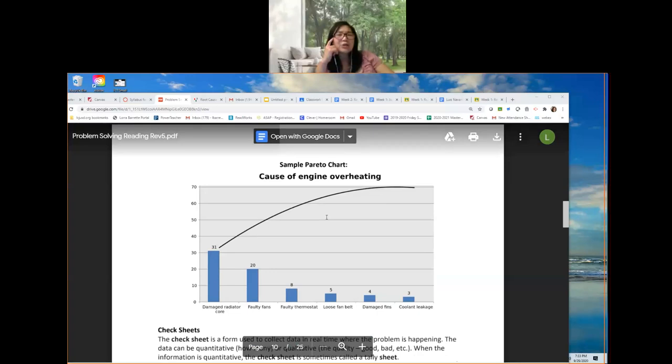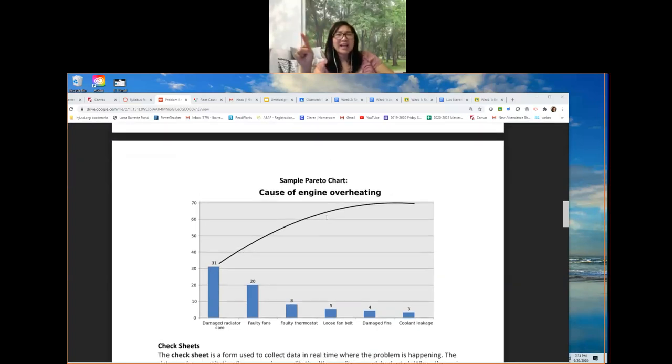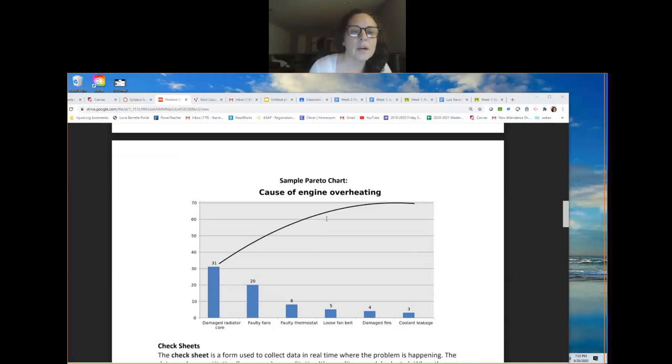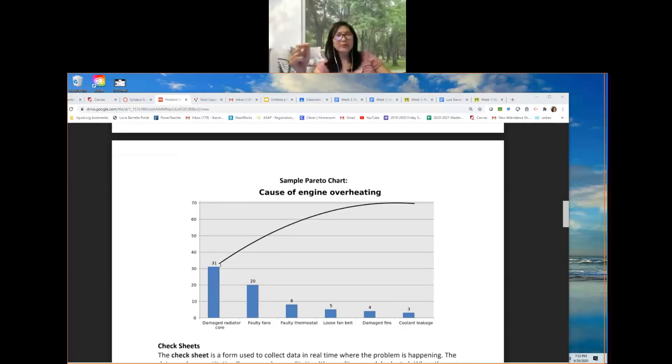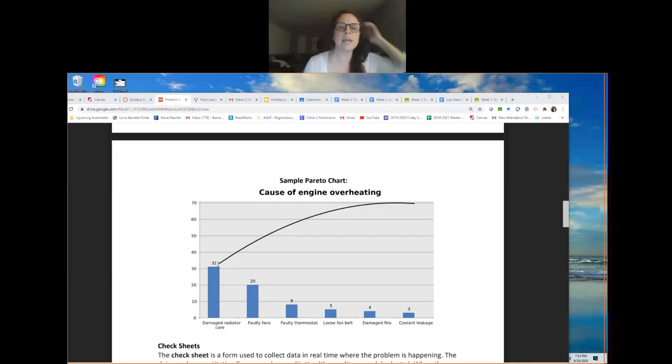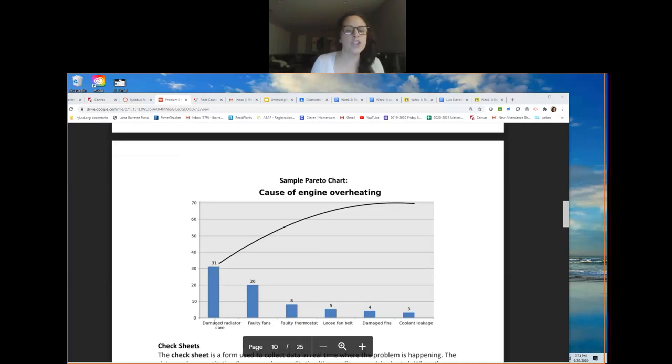Yes. I still don't get the curve line. Yeah, I don't understand that. So yeah, this is basically just adding up the number of failures. So this one right here is just the radiator core damage, which is 31. So right now we have 31 failures. In other words, the engine overheated 31 times, or the 31 engines overheated.